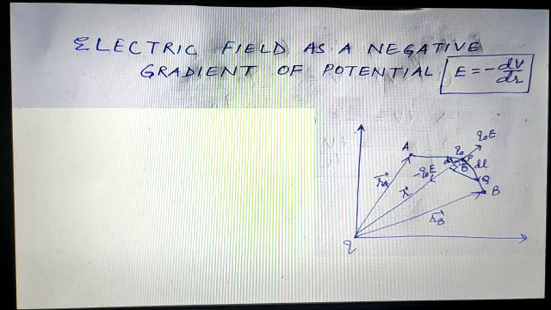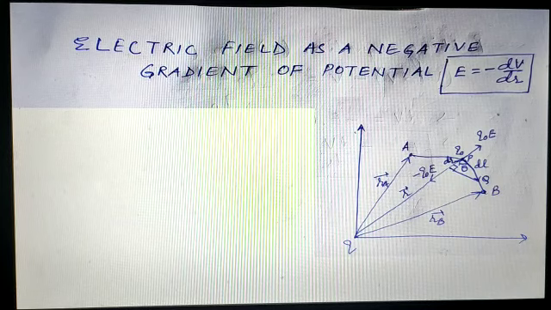Let us consider a charged particle Q0 which is moved from point A to point B in the field of charge Q. Now point P and point Q are very close to each other. P is at lower potential and Q at higher potential. If we consider the potential of P as V and the potential of Q as V plus dV, then the formula for potential difference we have already derived earlier is work done by charge.